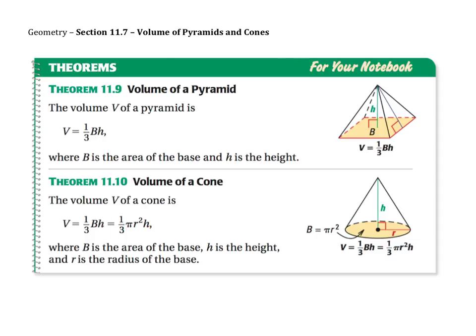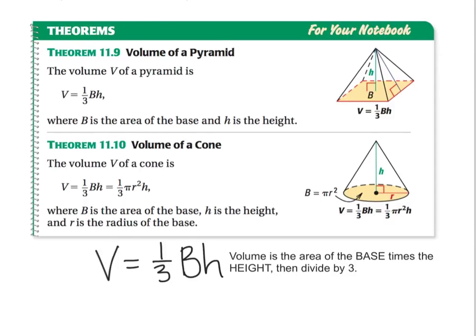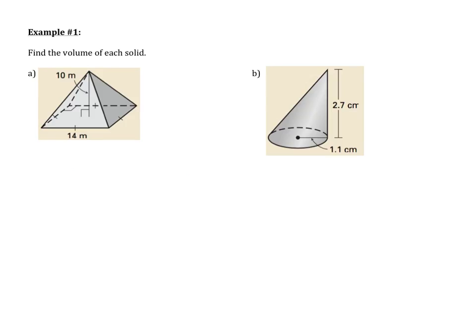So just like we did yesterday, what I want you to write down for the volume of pyramids and cones is this. V equals 1/3 big B times H, and then write down volume is the area of the base times the height, and then divide by 3. Let's look at our first example.